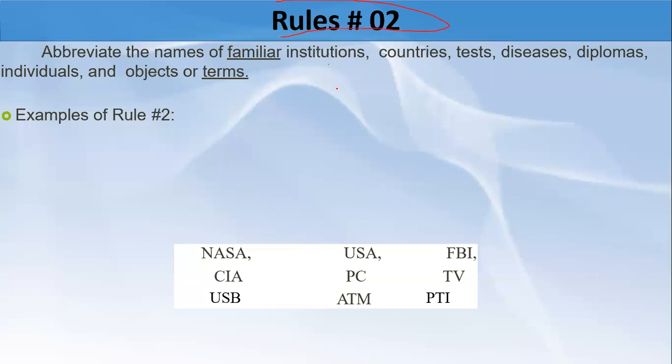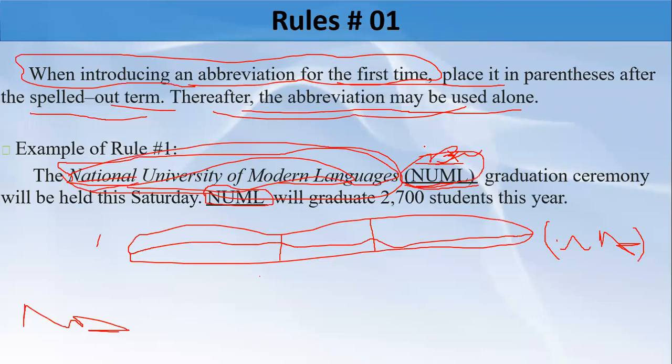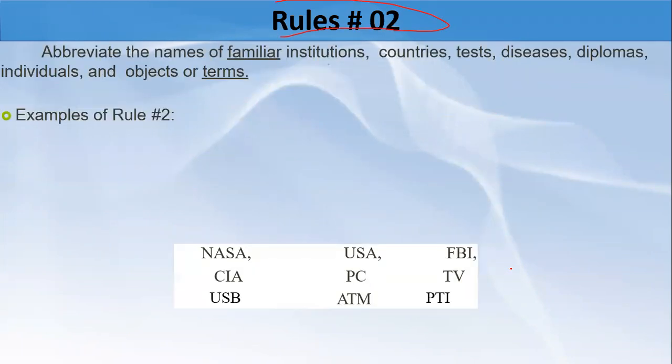So, the first rule is, it must be clear, okay, that first of all, we need to use the complete word with the abbreviated form in parentheses. Then whenever we want to mention that name again, we just need to go for the abbreviated form. Clear?